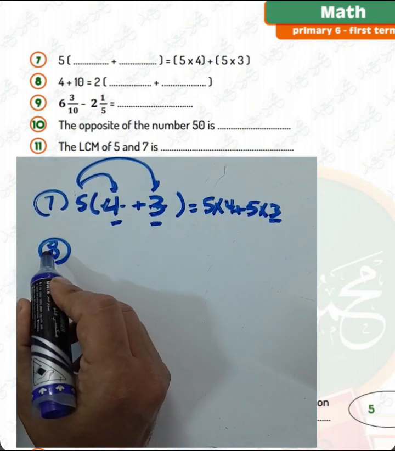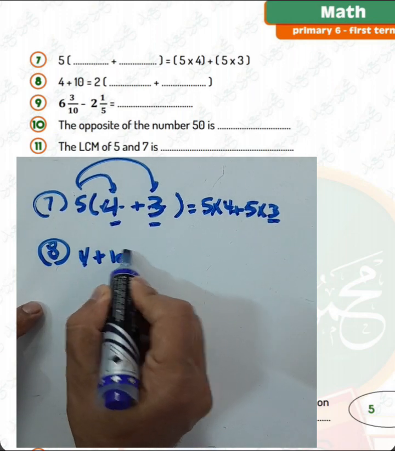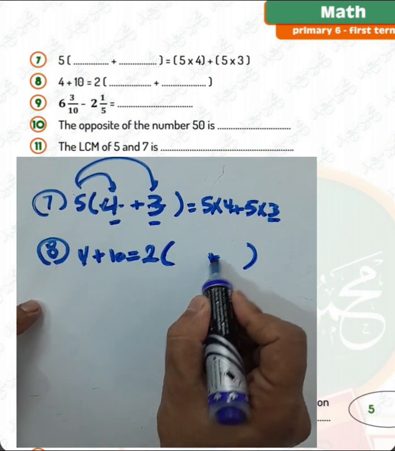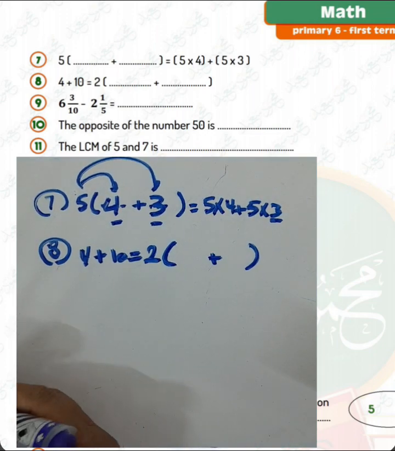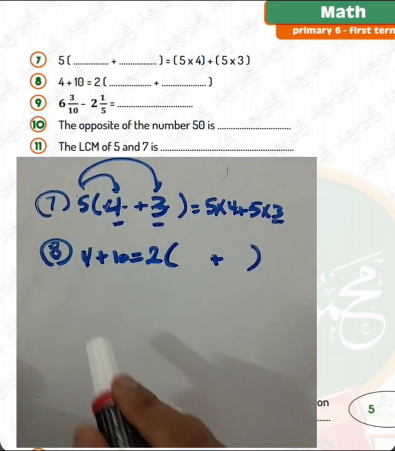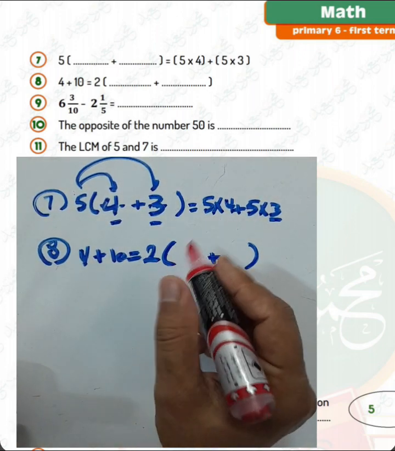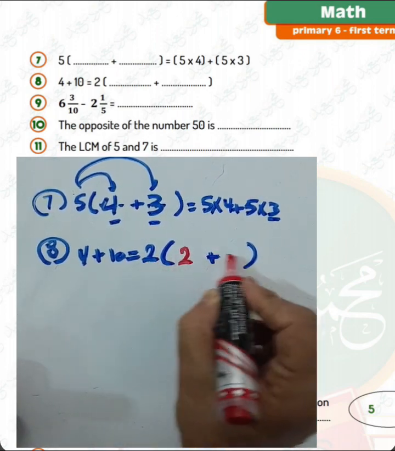Question 8. 4 plus 10 equals a multiplication with a space. We use here the greatest common factor and the distributive property about 4 and 10. The greatest common factor between them equals 2. 4 divided by 2 equals 2, and 10 divided by 2 equals 5.